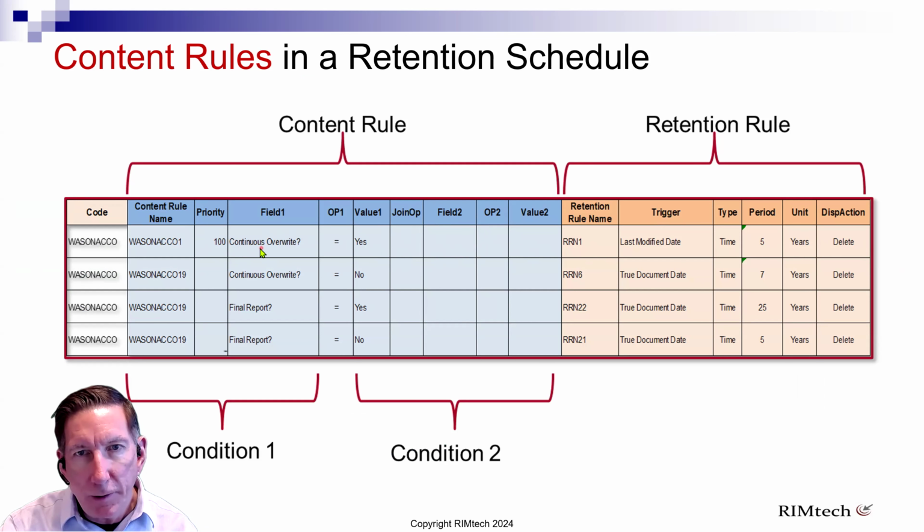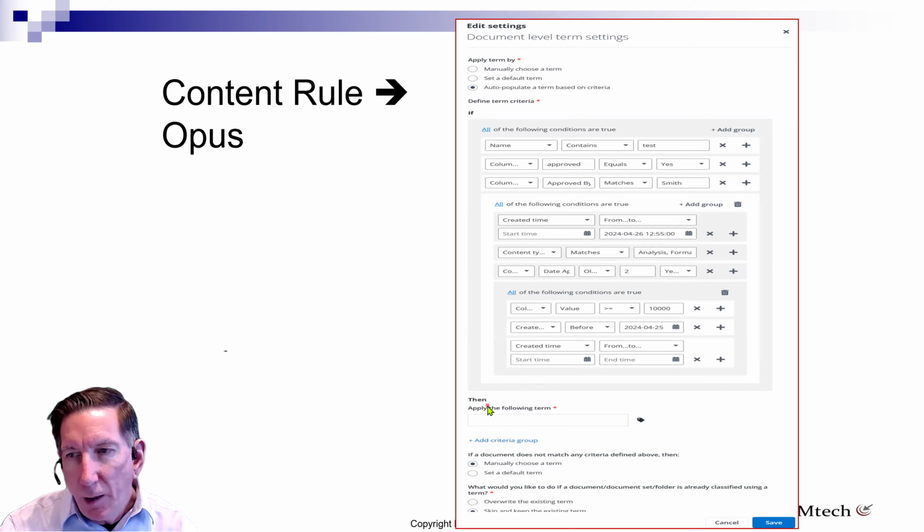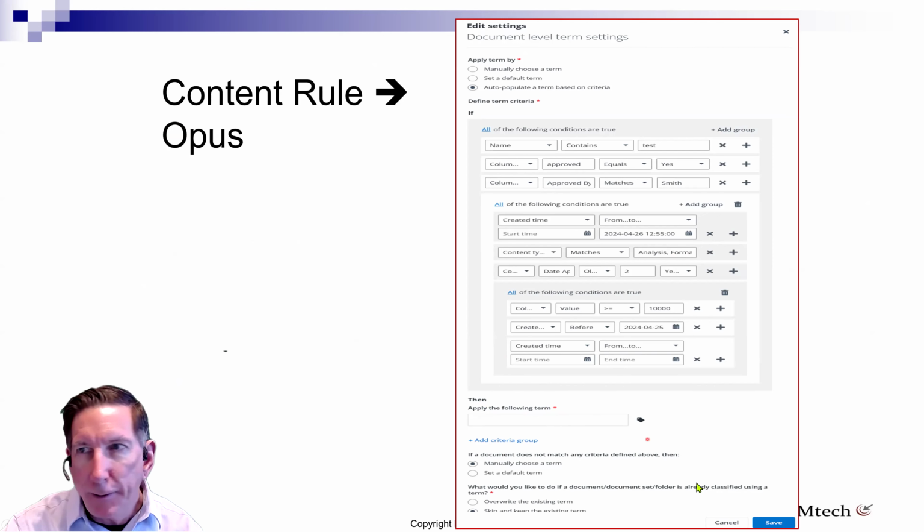This is Opus by AvePoint. And you'll notice here it says apply term by. What's a term? Term is a retention rule. That's what they call a retention rule. Define term criteria. Well, the criteria is what is the condition that must be met to specify the content I want. And it's between the if and the then. All of this is your condition. And when the condition's been met, apply the following term, which is one of your 50 retention rules, your 50 mathematically unique retention rules, right?